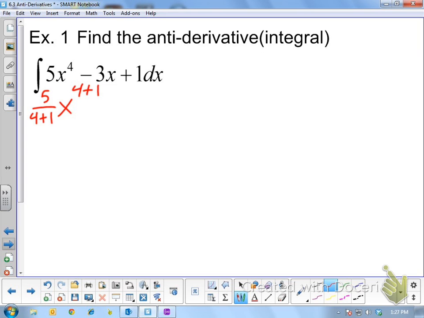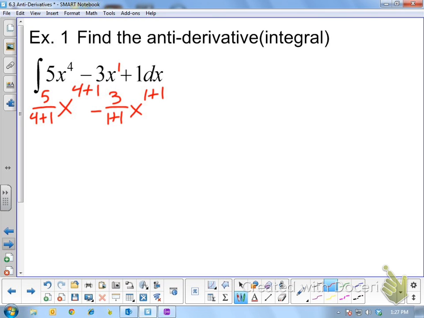So, then we move on to the next one. We have x to the first. So we do 1 plus 1, and then we divide. And again, hopefully we'll get to the point where we don't have to write it out in such great detail, but where it's our first time, I'm writing it out in great detail.